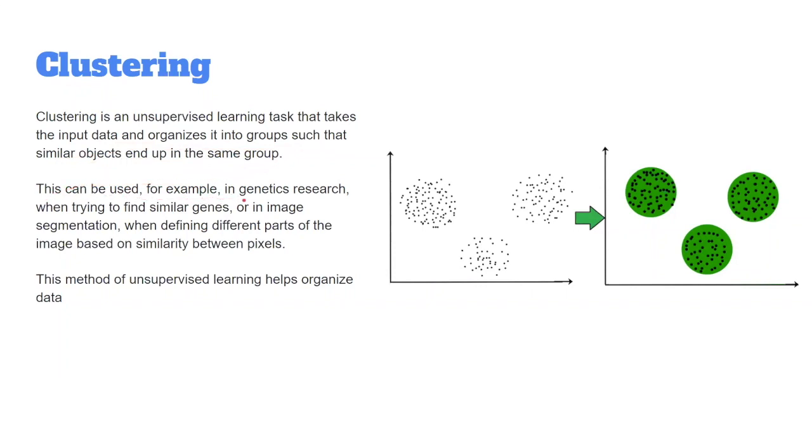This can be used, for example, in genetics research when trying to find similar genes, or in image segmentation when defining different parts of the image based on similarity between pixels. This method of unsupervised learning helps organize data. If we look at the data on the right, we can see that all the data is in clusters and could be a different variable for each of these clusters. What clustering does is put it into its own specific categories in order to separate them. As we saw with vector machines, it uses the existing data points and creates set groups, in this case just to separate it.